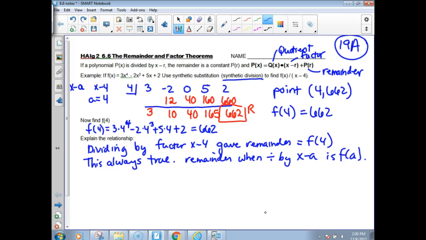Okay, so it's kind of neat that if you don't get 0, remember if you get 0, then it was a factor of the polynomial. If you don't get 0, the remainder is the f of a. That's what we learned. Anybody still need this?